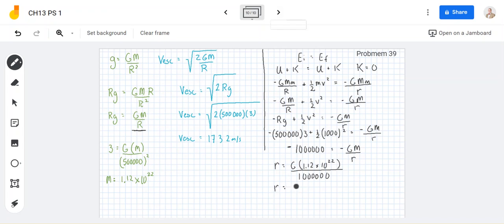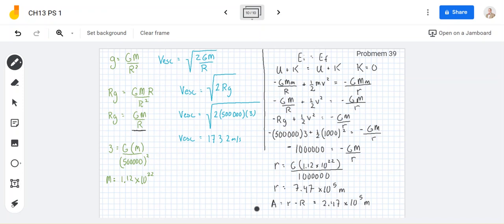So I got this r distance here to be 7.47 times 10 to the 5 meters. The question is how far from the surface. So to get the altitude, how far from the surface, I'm going to take my r distance and subtract the radius. And I got 2.47 times 10 to the 5th meters. So that's how high off the surface.